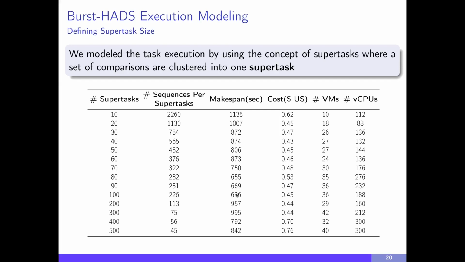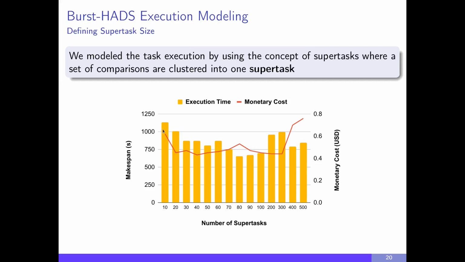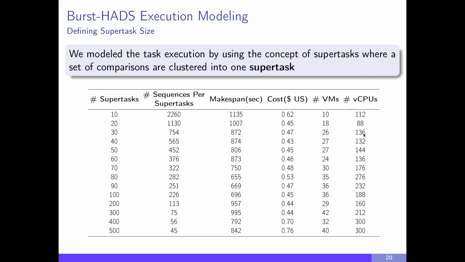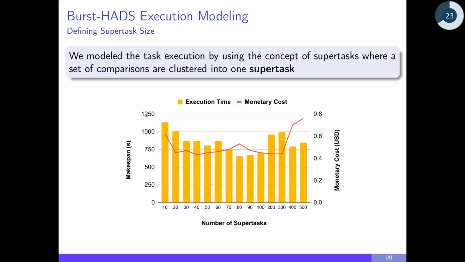Here we have the total execution time when we consider different super task sizes. That makespan was computed by considering a deadline of 1 hour, and that is the result given by the primary scheduling map of BurstHPC. Here we have the cost of that execution, also given by BurstHPC. Here I have a graph representing the execution time and the monetary cost, considering the different numbers of super tasks. So as we can see in the table and in the figure, the makespan and the cost tend to decrease as the number of vCPUs increases.